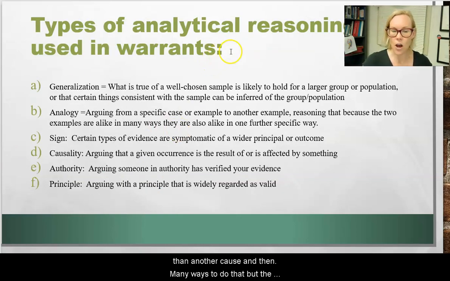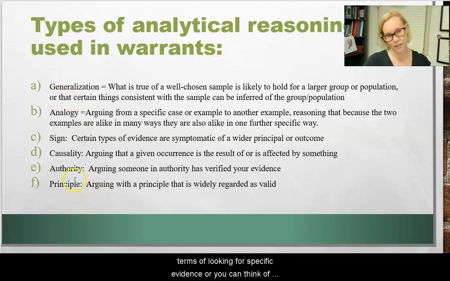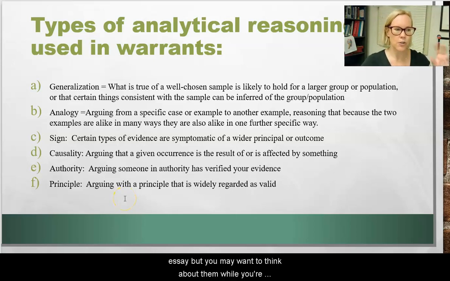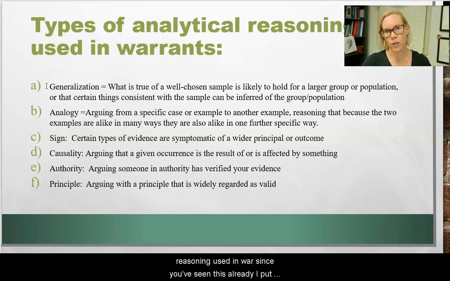Okay, let's talk about that warrant section because that's what everybody is struggling with right now. You're trying to prove one cause is more responsible than another cause, and there are many ways to do that, but the 6 most logical ways to do that, according to Toulmin, are these choices, okay? So you can think about these in terms of looking for specific evidence, or you can think of these as using them for your analysis section. Again, this provides the reasoning or analysis for your essay, but you may want to think about them while you're doing your research. So there are many types of analytical reasoning used in warrants.